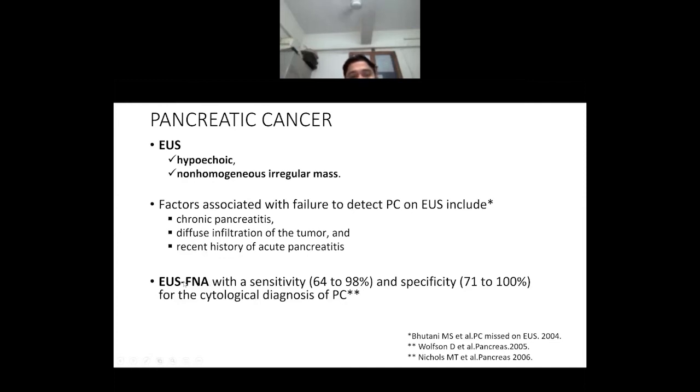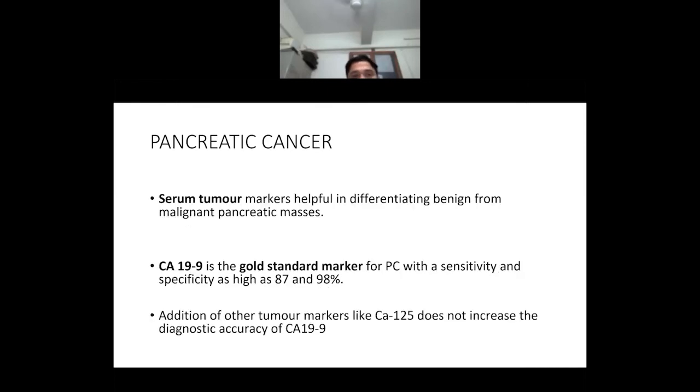Another investigation is endoscopic ultrasound guided FNAC, which has a sensitivity of 64 to 98% and specificity of 71 to 100% for the cytological diagnosis of pancreatic carcinoma. Coming to serum tumor markers, which are helpful in differentiating benign from malignant pancreatic mass.